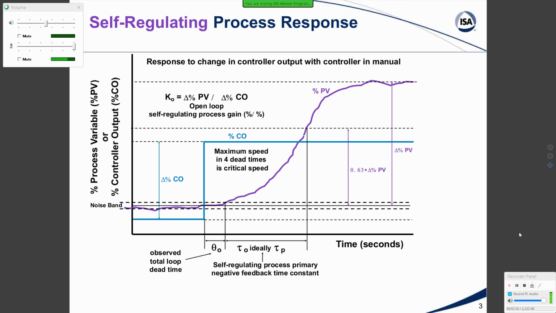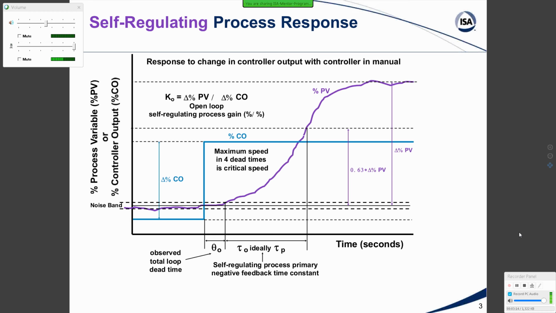Once it gets out of the noise band, it gets into the exponential response, and since this process has a negative feedback time constant, that's good. It means that it is self-regulating and that it will come to a new steady state, provided there are no more disturbances. The change in process variable in percent divided by the change in controller output in percent is the open loop self-regulating process gain. And its units are percent divided by percent, so it's dimensionless.